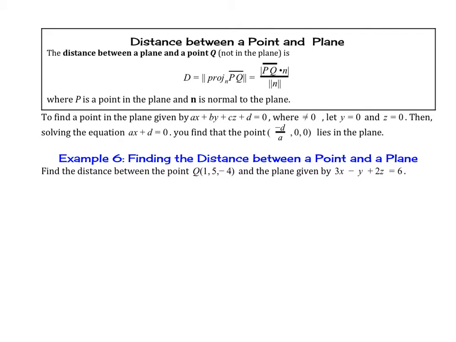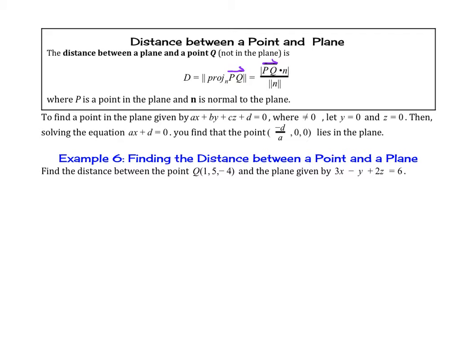Let's find the distance between a point and a plane. The distance between a plane and a point Q that's not on the plane is the magnitude of the projection of n onto the vector PQ. Now we're not going to use that one. We're just going to use the absolute value of the vector PQ times the normal vector, all over the magnitude of the normal vector. P is a point in the plane, and n is normal to the plane.